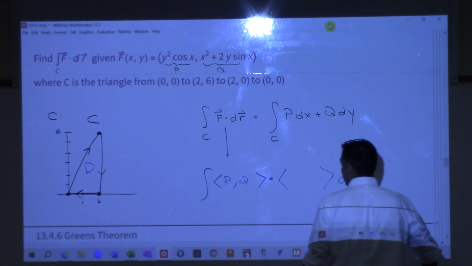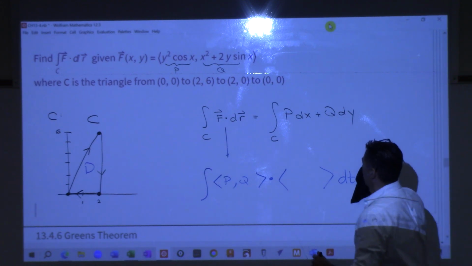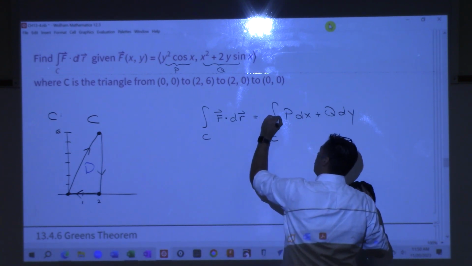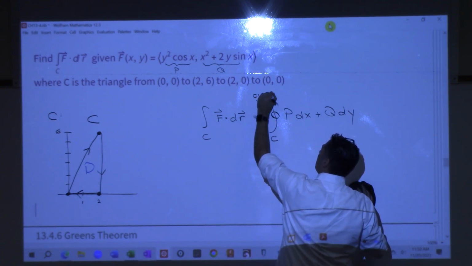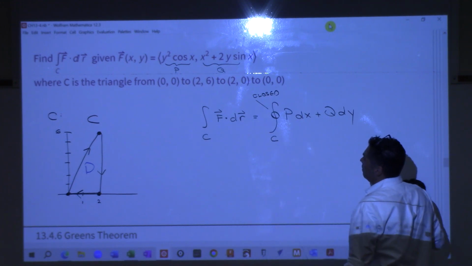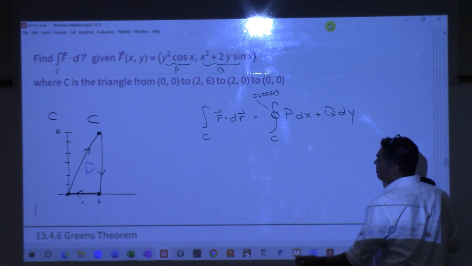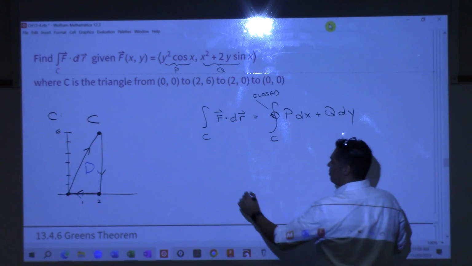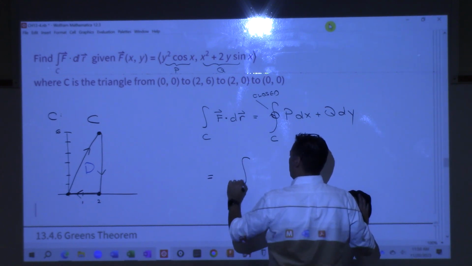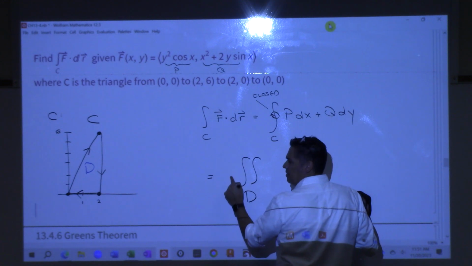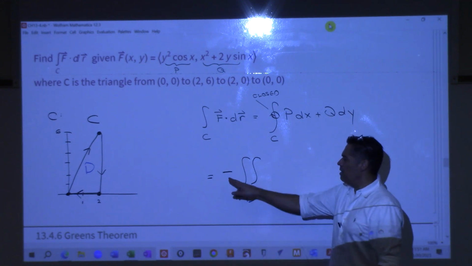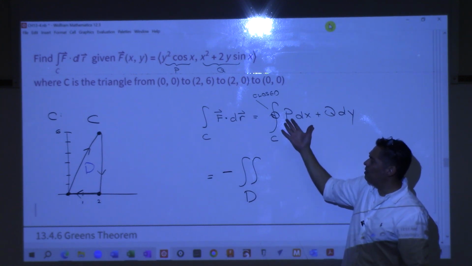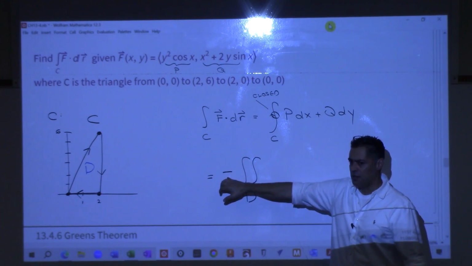So let's use Green's theorem. Because I recognize here that C is closed, and the orientation is clockwise, this should be equal to the double integral over D. Now, I left a space here because I'm going to go ahead and account for the negative now, because I'm traversing clockwise. This formula only works when it's counterclockwise unless you change a sign.